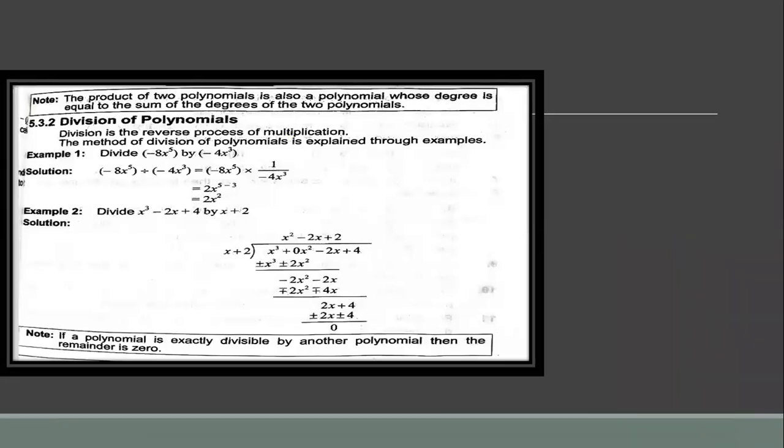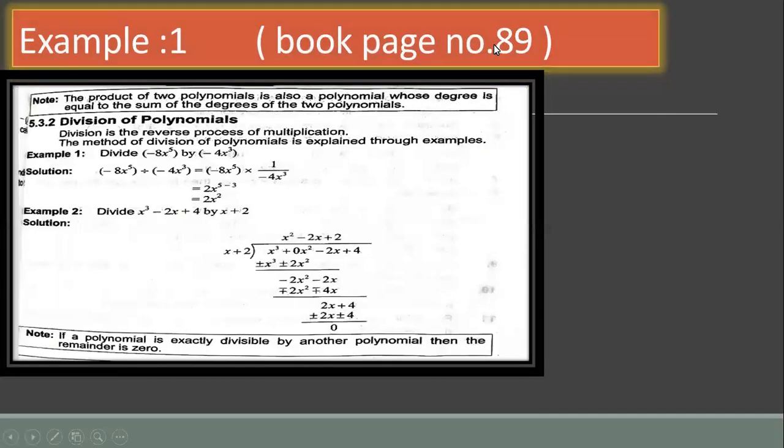This is the first example that we are going to do today. I'm going to hide my chat box because I have to use this area for my rough working column. You are supposed to make a rough working column as well. Division of polynomials. Okay, tell me one thing. Division is the reverse process, or opposite process, of which operation?